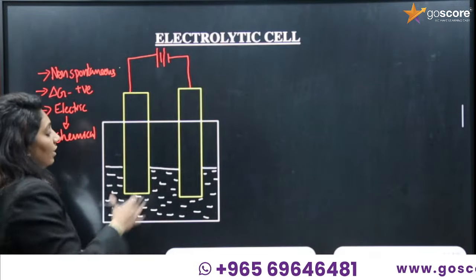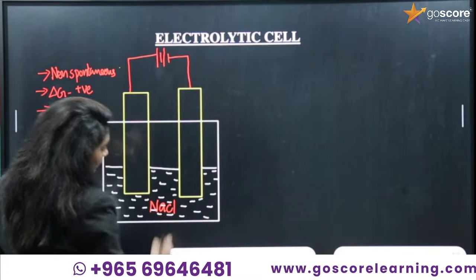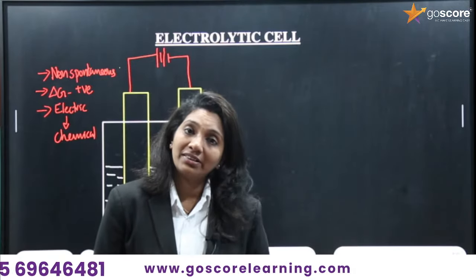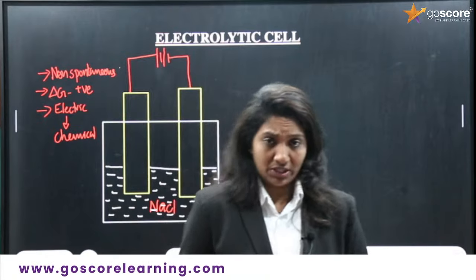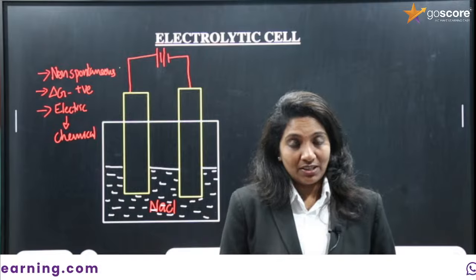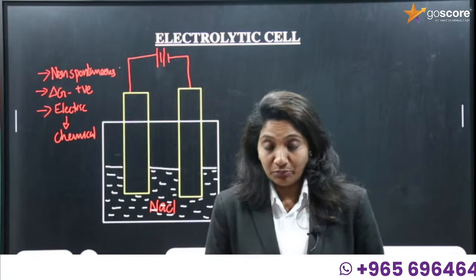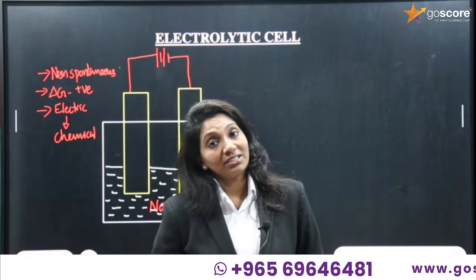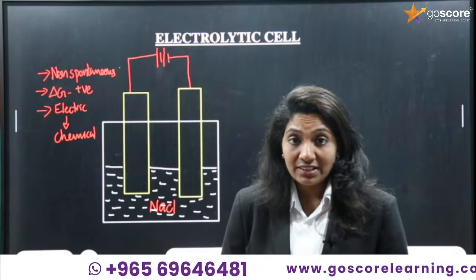Now see, here I have taken sodium chloride. Sodium chloride is an electrolyte. What is an electrolyte? An electrolyte is an aqueous solution or a molten substance which can conduct electricity. The solution which can conduct electricity in its aqueous form or in the molten state is what we call the electrolyte. So why can it conduct electricity?